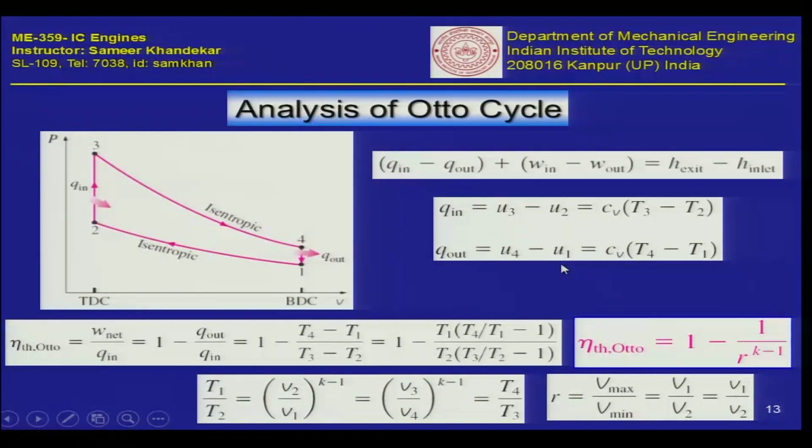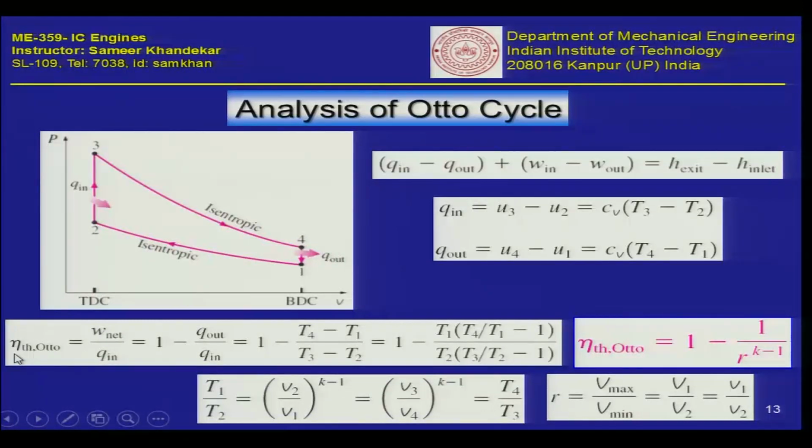Now, since the right hand side here is 0, that means numerically speaking Q in minus Q out, which is the net heat interaction, must be equal to the net work interaction. So, this is W in minus W out, which is the W net, okay. That is the W net which I have defined here.